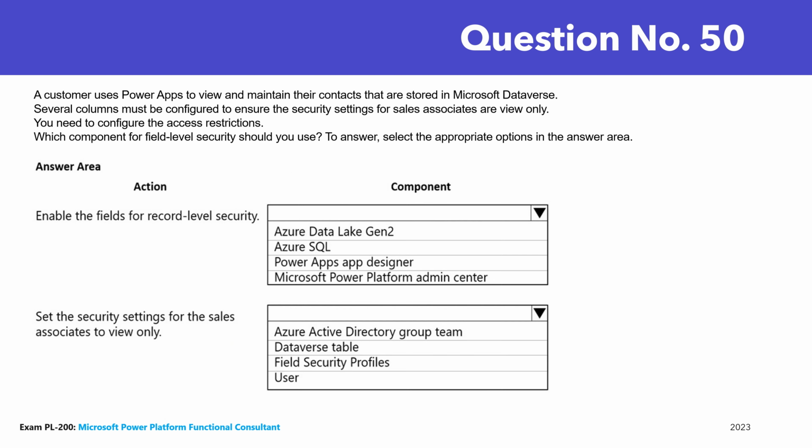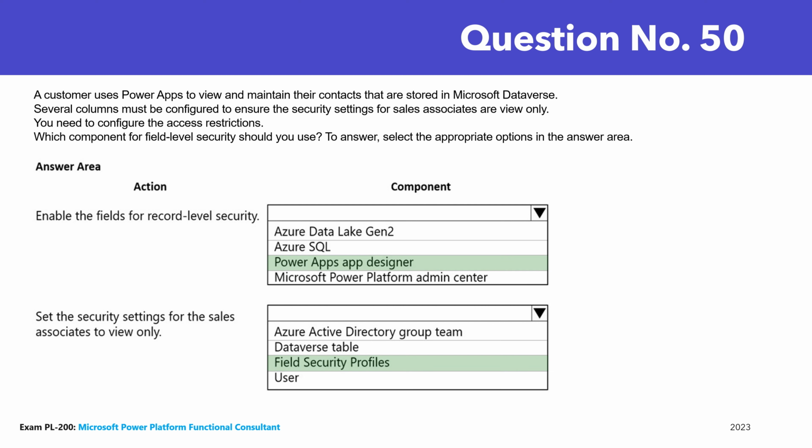A customer uses Power Apps to view and maintain their contacts that are stored in Microsoft Dataverse. Several columns must be configured to ensure the security settings for sales associates are view-only. You need to configure the access restrictions. Which component for field-level security should you use? To answer, select the appropriate options in the answer area.